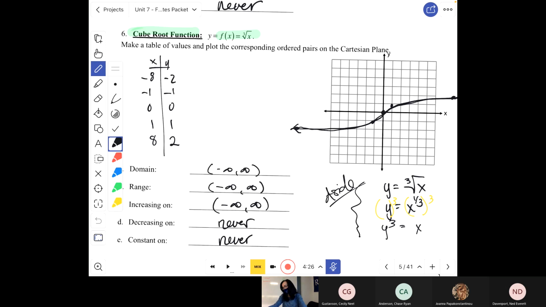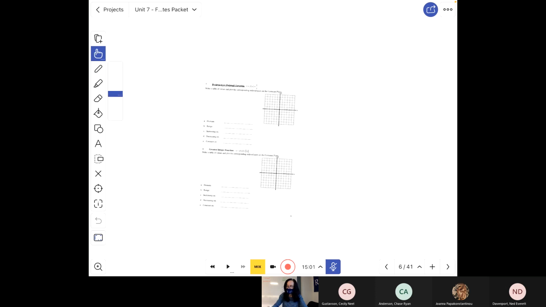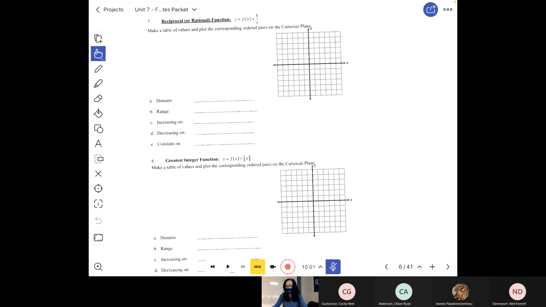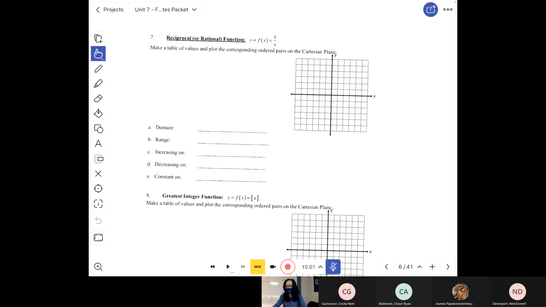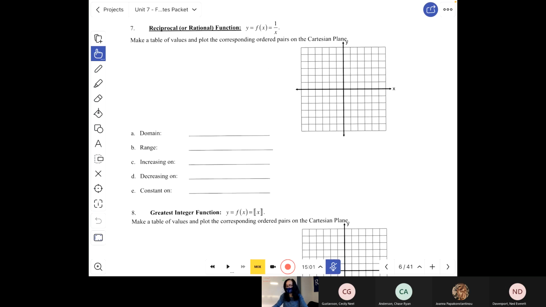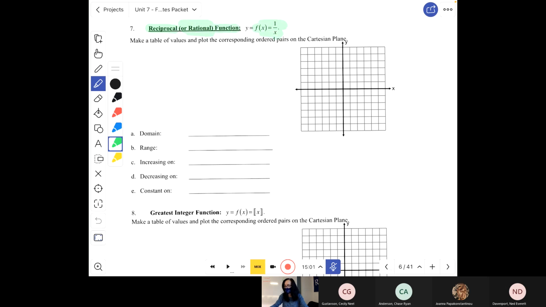Okay, now this next one, we're building this library. This next family of functions, we are going to spend so much time on, and it's got such amazing things that you will see. So you'll just have to, I don't know how you'll be able to sleep after this. You're just going to be waiting for it. Reciprocal, or better known as rational function. Y equals 1 over x.